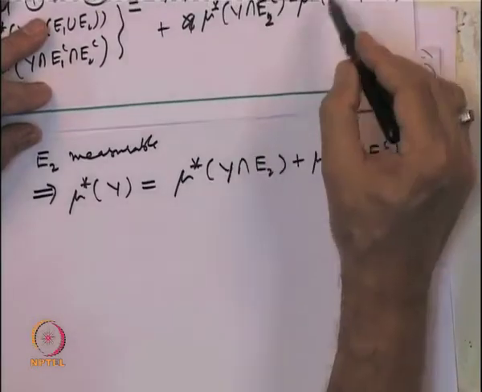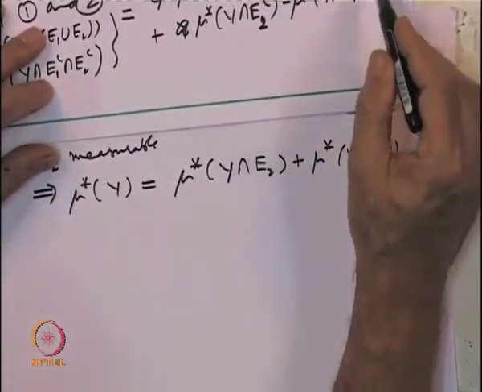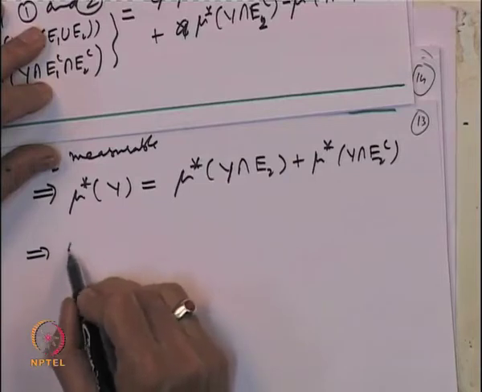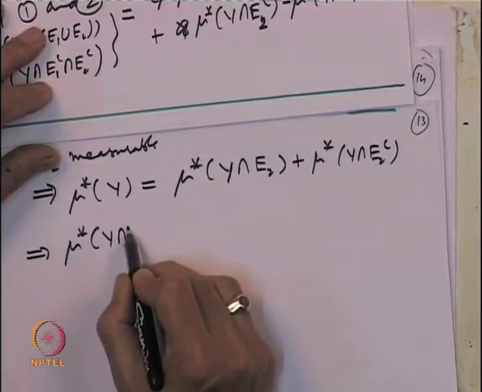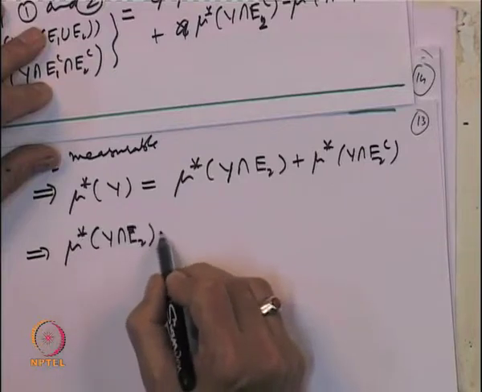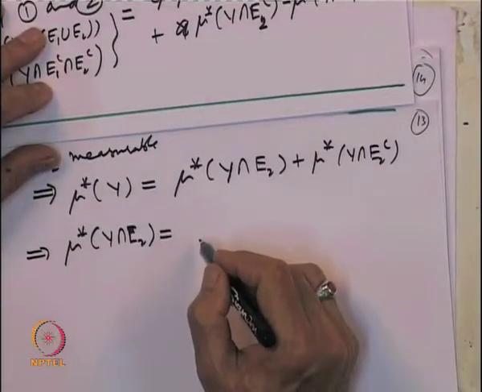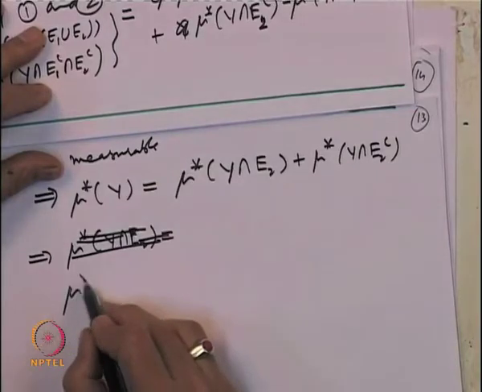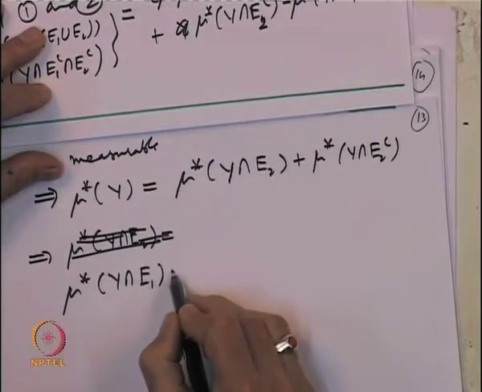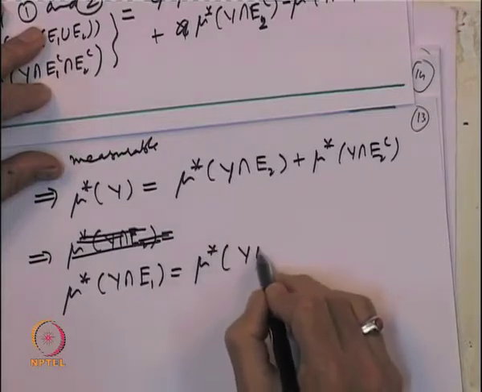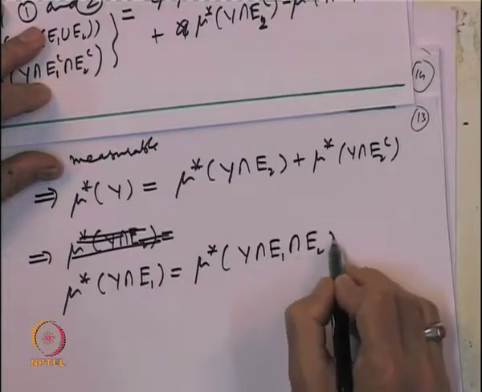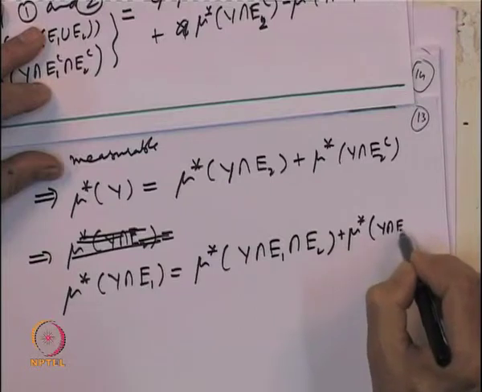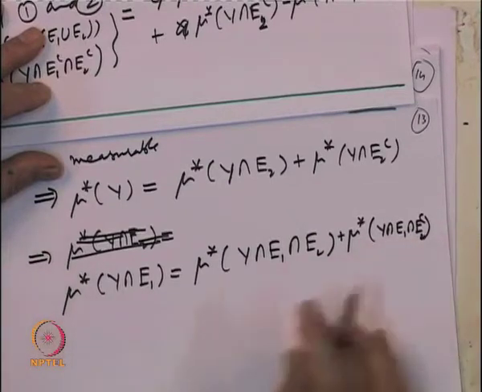Now, I want to use this to compute one of the terms here. Let us replace y by y intersection E 2. That implies I can replace this by mu star of y intersection E 2, which will not give us anything. Let us replace this by y intersection E 1. So, mu star of y intersection E 1 is equal to mu star of y intersection E 1 intersection E 2 plus mu star of y intersection E 1 intersection E 2 complement.